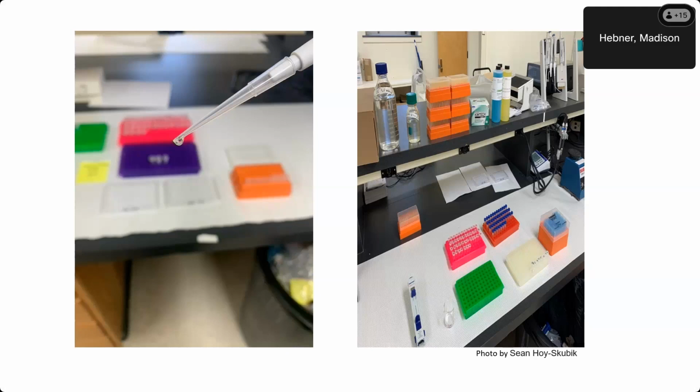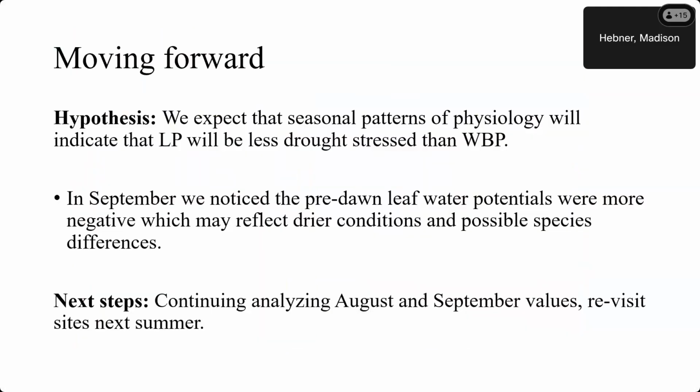Sean, in his previous work in seedlings in the greenhouse, has found that limber pine does have higher non-structural carbohydrate content in seedlings. So I'm looking forward to seeing how this looks for our trees in the field. So moving forward, I want to revisit our hypotheses: that we expected that seasonal patterns of physiology will indicate that limber pine will be less drought stressed than whitebark pine.